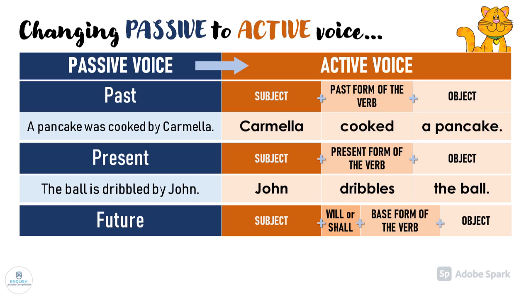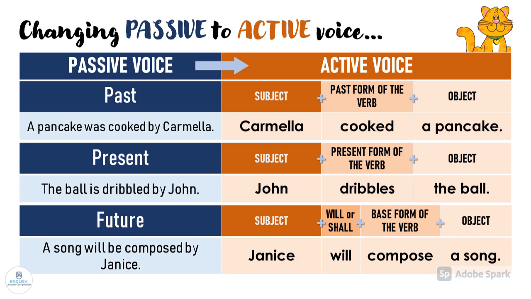Lastly, if the tense of the helping verb in a passive voice sentence is future, simply write the subject plus will or shall plus the base form of the verb and the object. A song will be composed by Janice. Simply write the subject, which is Janice, followed by will or shall plus the base form of the word composed, which is compose, and the object, a song. The sentence now is Janice will compose a song.